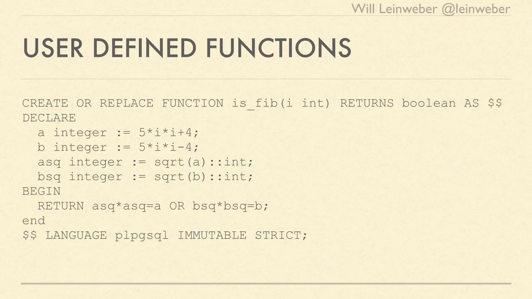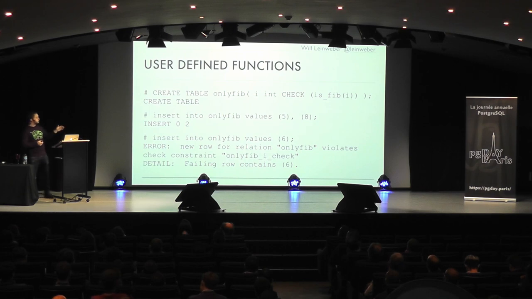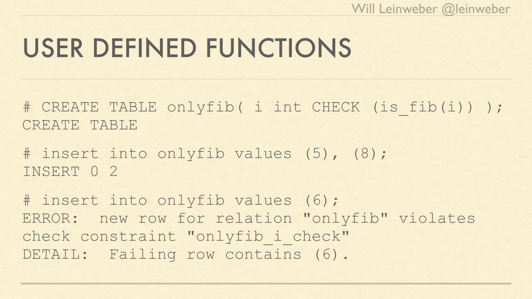And to take this to the full example, I couldn't come up with a very good example of a short user-defined function that makes sense. And so I chose one that doesn't really make sense. This is just some math to know if a number is in the Fibonacci set or not. And so you make a function. The details of this don't really matter. But then you can create a table and then have that function be the check.